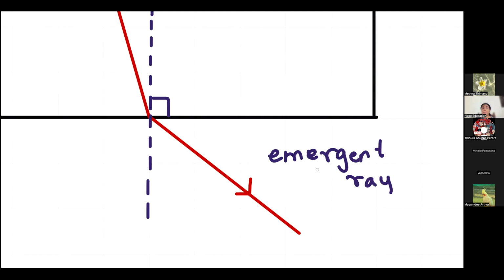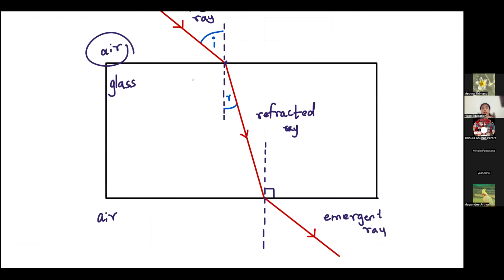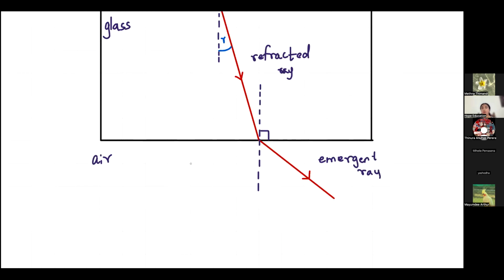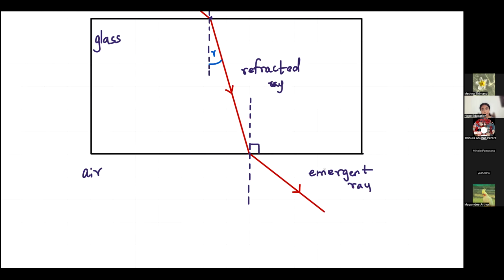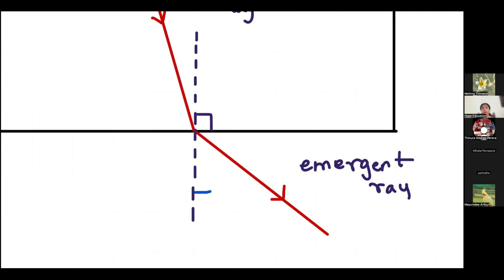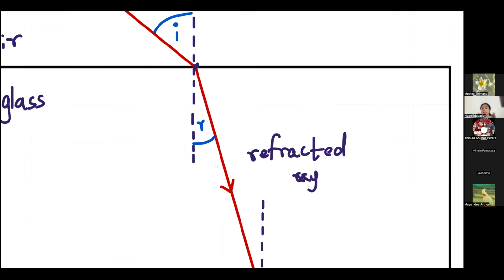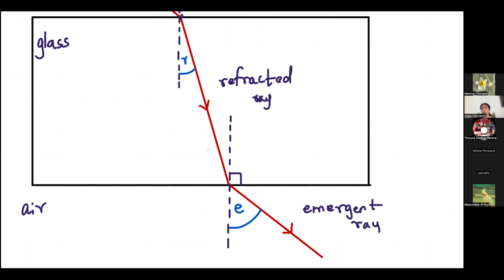Why? Because this light ray first entered from air, went into glass, and comes back to air. Therefore we call this the emergent ray. Is this clear? Because this part needs to be understood step by step. So the angle between the normal and the emergent ray, I indicate with simple E. That means it's the angle of emergence. So I is angle of incidence, R is angle of refraction, and this is angle of emergence.